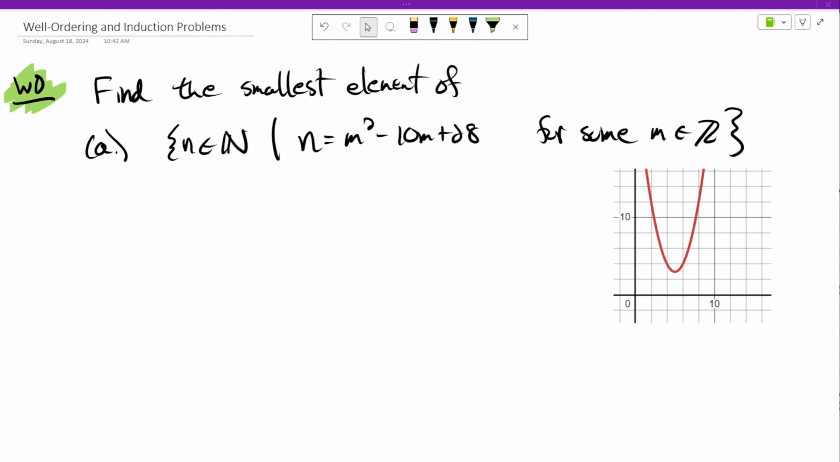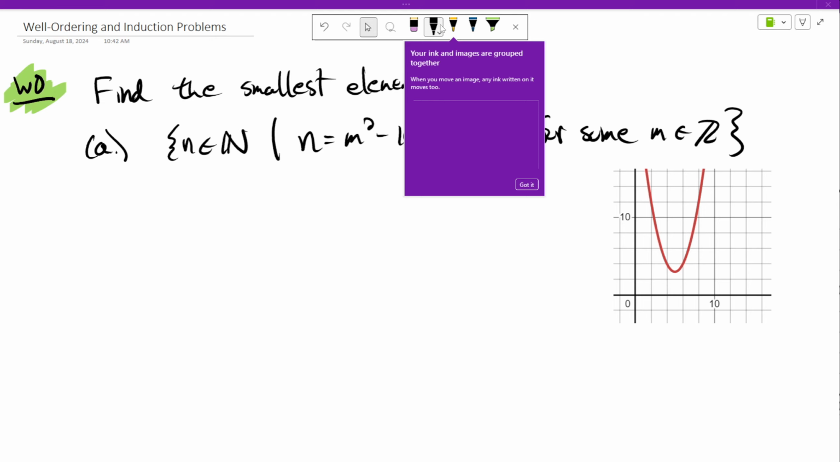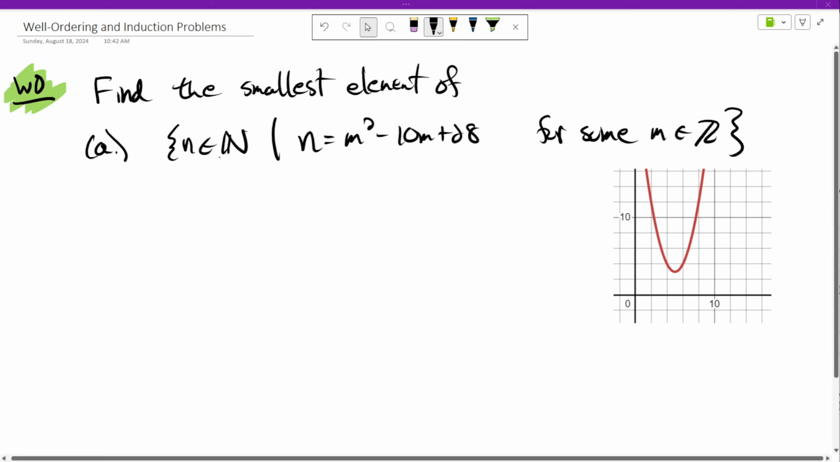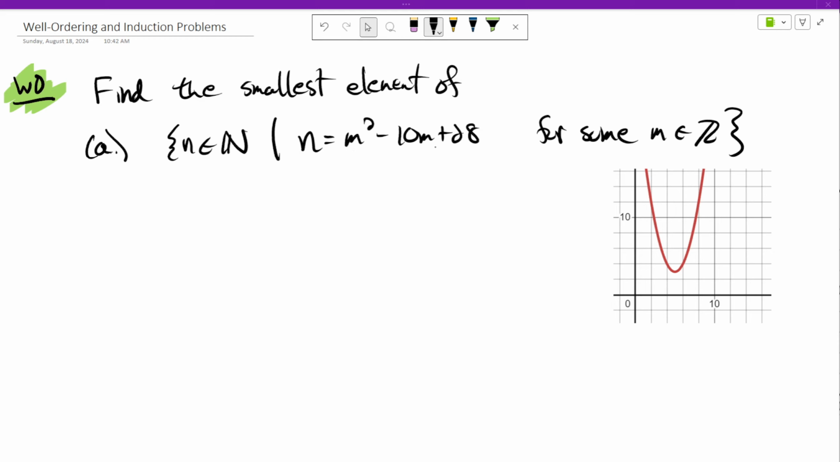For our first well ordering problem, we're going to look at this subset of the natural numbers. We want to apply the well ordering principle to find the smallest element of it. So what is this set at the start? It is the collection of natural numbers that can be written in the form m squared minus 10m plus 28 for some m in the integers.